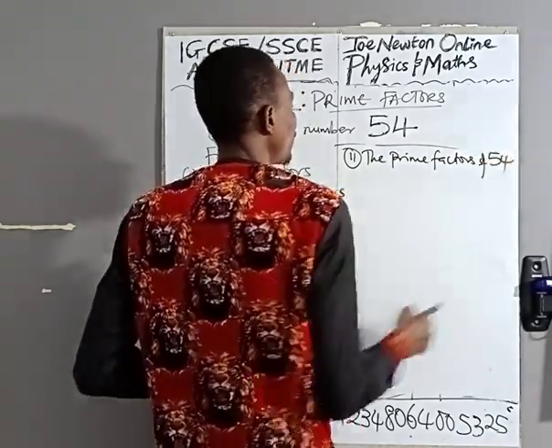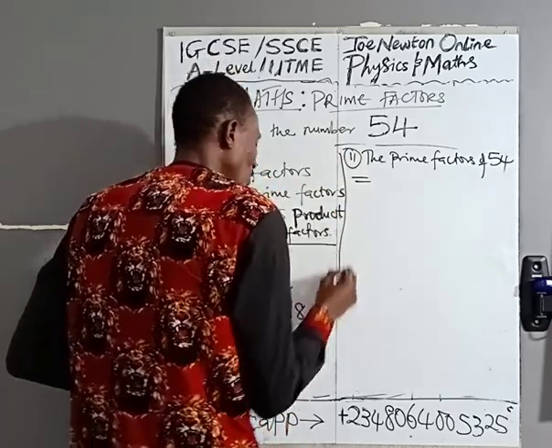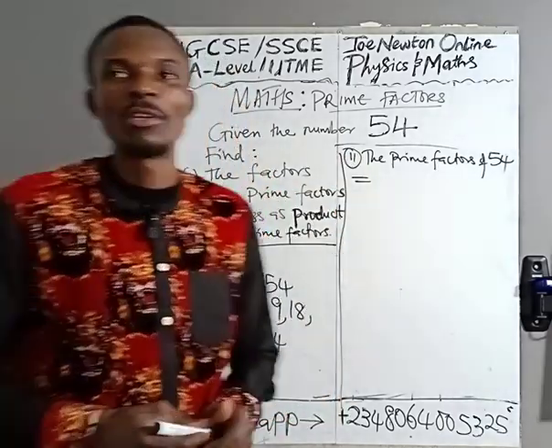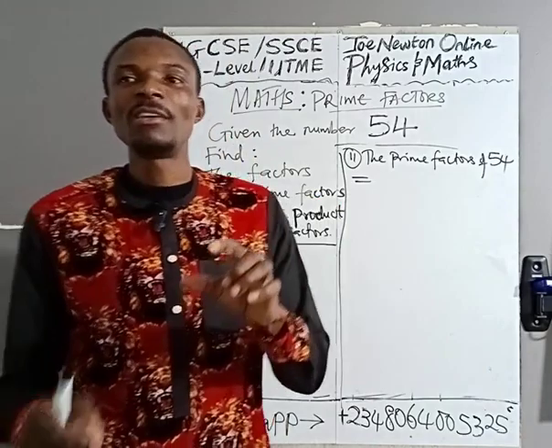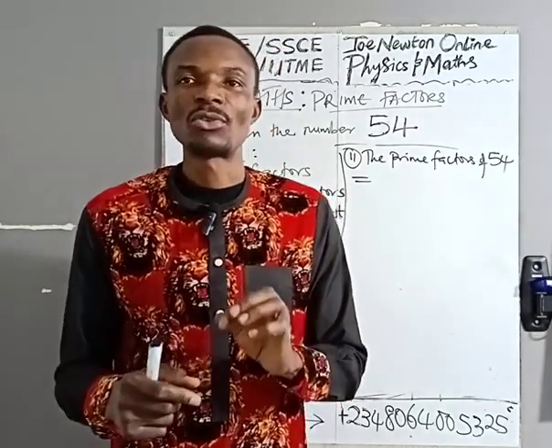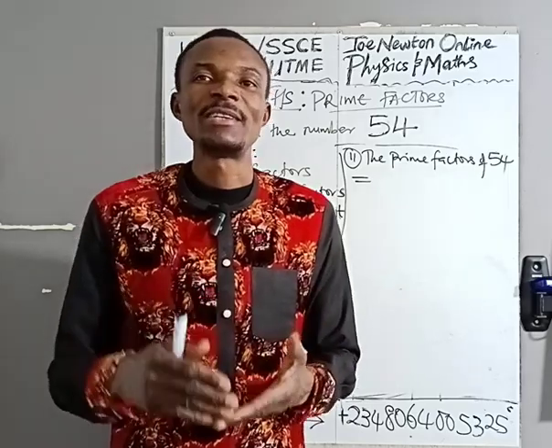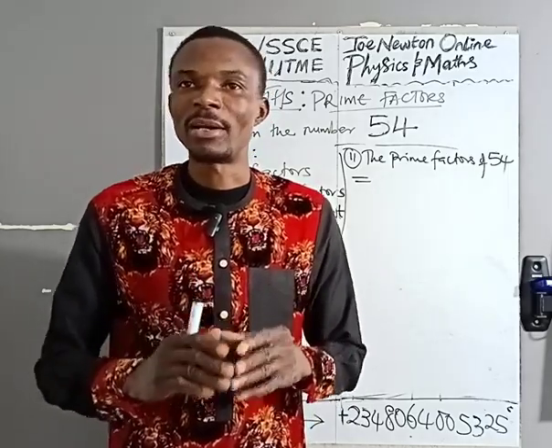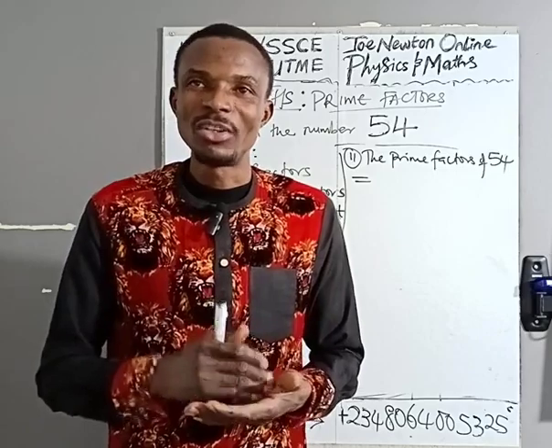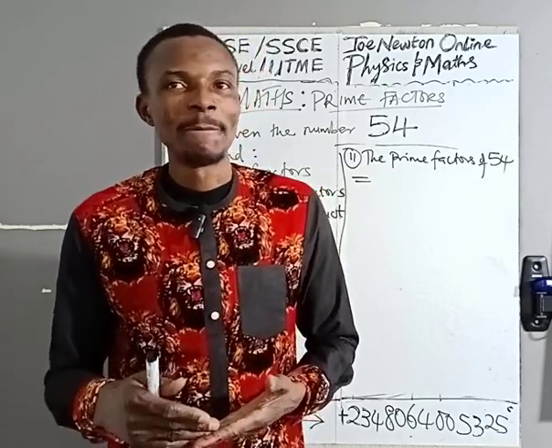Prime factors of 54. So the question now is, what do we mean by prime factors? It's very simple. A prime number is any number that has only 2 factors. That is, only 1 and itself can divide that number without remainder. That's the prime number. Note, it is different from an odd number.